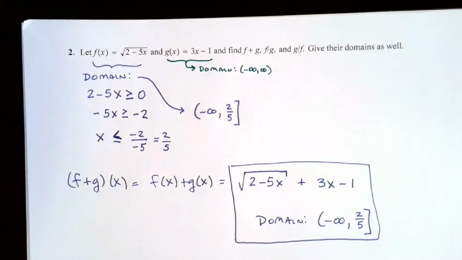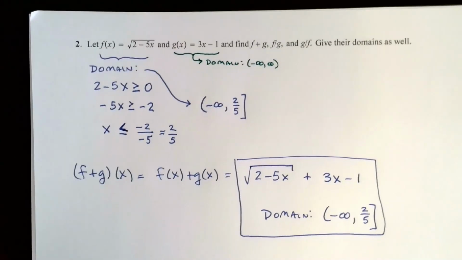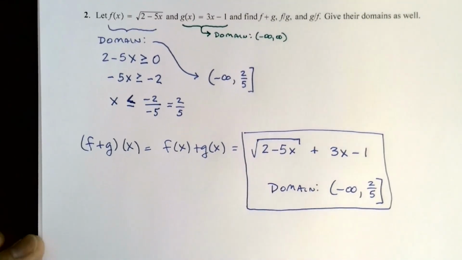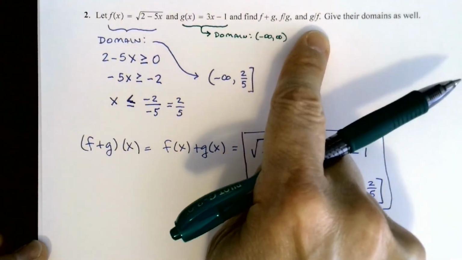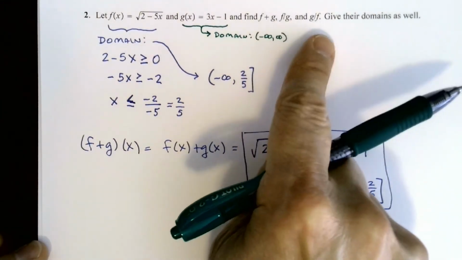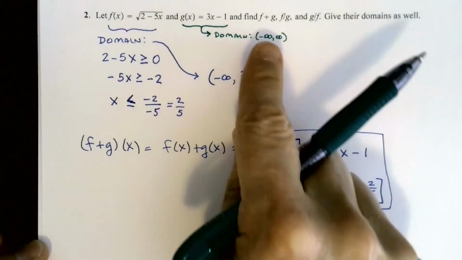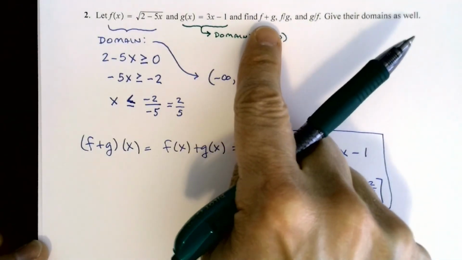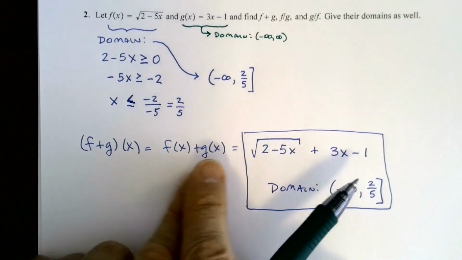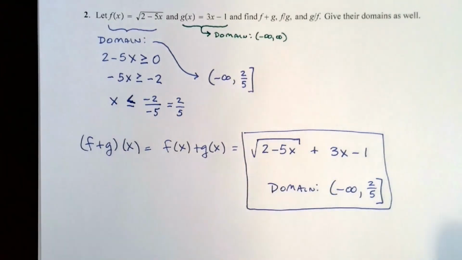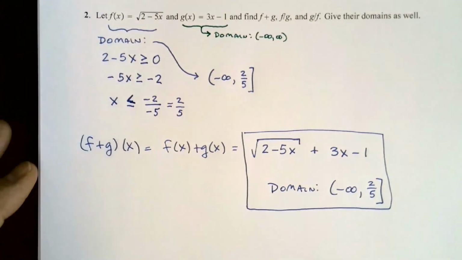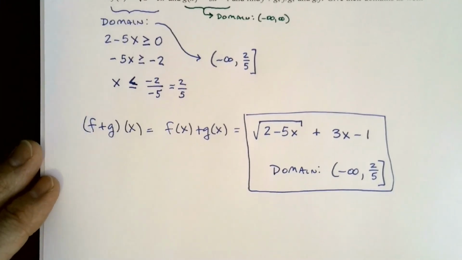So don't force the issue if you can't simplify it. Don't try and create something out of nothing, so to speak. Okay, let's take a look at f divided by g, and then we're going to look at g divided by f. Is that the same thing? No, we're going to see that's different. F plus g and g plus f will basically be the same thing, because addition is commutative, right? Same thing with multiplication, but division and subtraction are not commutative, so we get different functions.